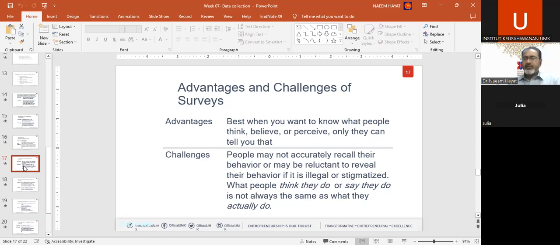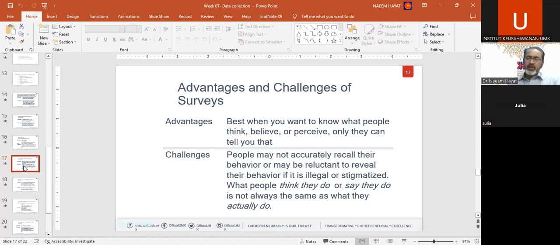So many people find it difficult to recall their memory to give an answer. Like many people right now taking up projects about COVID, and COVID is already gone two years. Many people find it very difficult to recall the memory from two years back and give an answer. So these are some of the issues or challenges related to this.